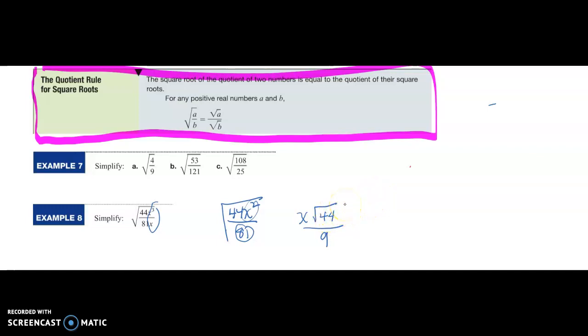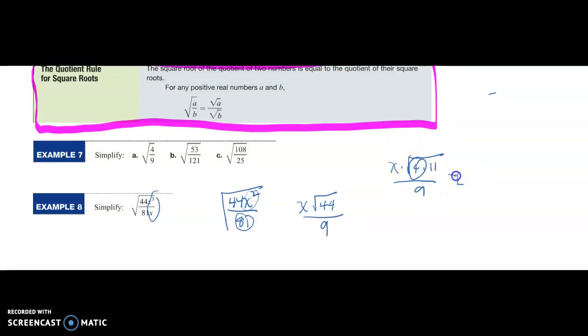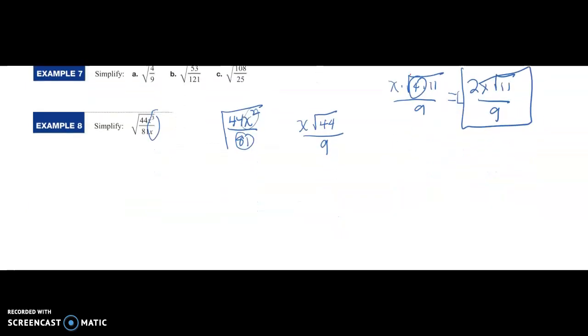So I'm still looking at this, and I want to ask myself, am I totally done? Can I simplify 44 anymore? And the answer is yes. There is something still I can do. What perfect square will go into 44? Yes, you are correct. That is 4. So this is x times the square root of 4 times 11 over 9. Well, 4, when it comes outside, it gets a name change. The square root of 4 on the outside is a 2. There already is an x out there, so that becomes 2x radical 11 over 9. And that is as simple as possible.